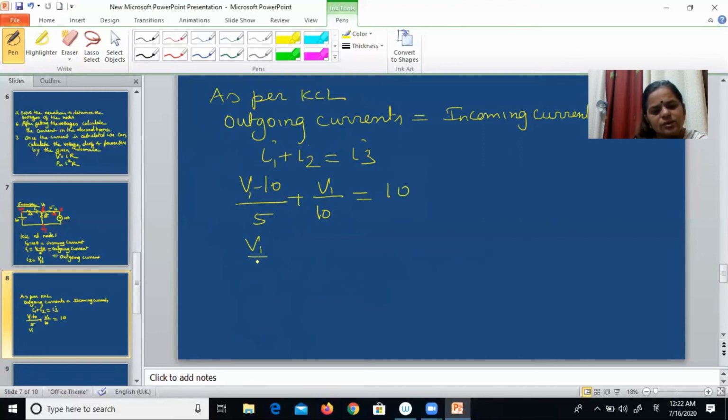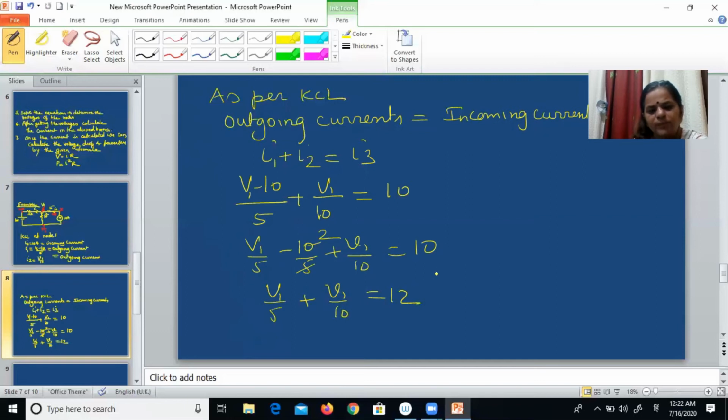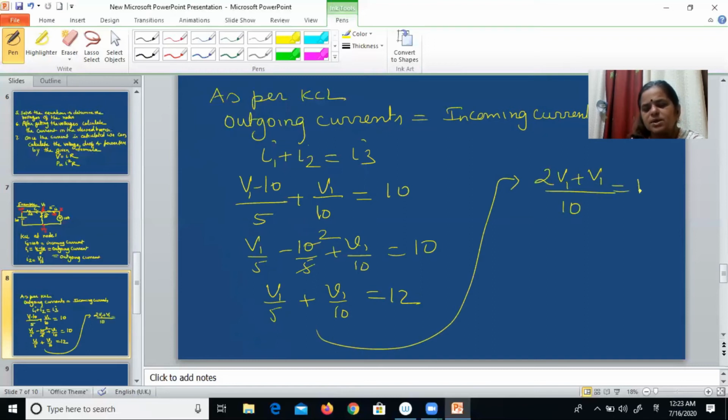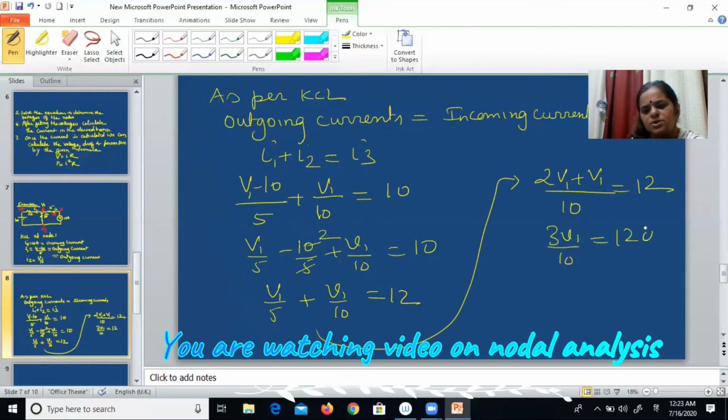Now solve this. V1 by 5 minus 10 by 5 plus V1 by 10 is equal to 10. So this will be 2, and 2 will go here. So V1 by 5 plus V1 by 10 is equal to 12. Now if I solve it, what am I going to get? 2 V1 plus V1 by 10 is equal to 12. So 3 V1 by 10 is equal to 12.